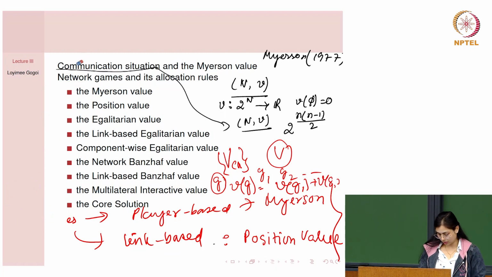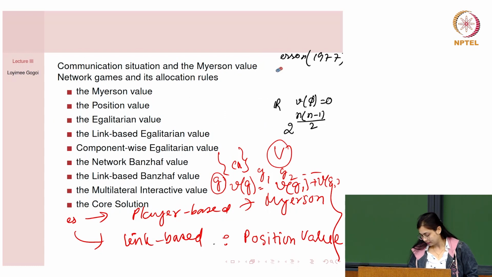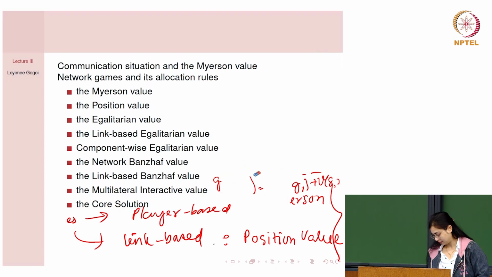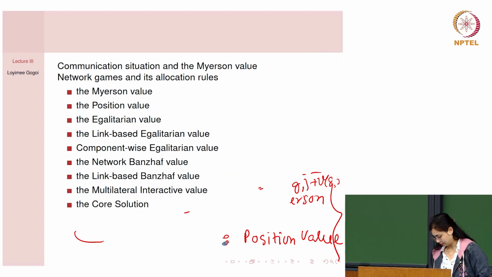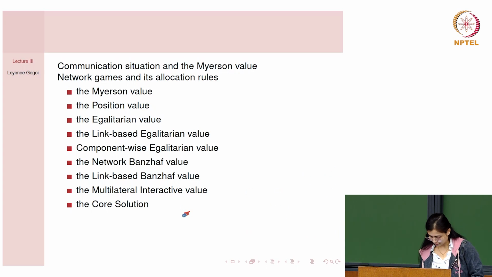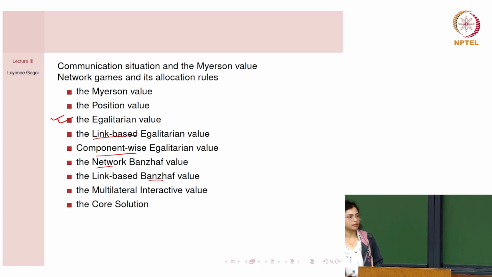let me first erase this whole part. Okay, then we have another allocation also, egalitarian allocation, link based, component wise, and then a bunch of link based values. Then the other two we will have. So if I have some more time, then I will discuss it later.